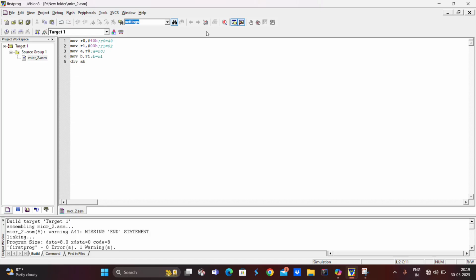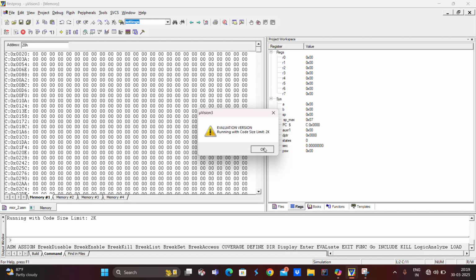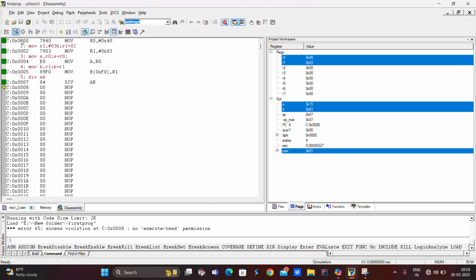So it is built, then it is debugged. Okay, then it is going to run. So the remainder is going to be 1. For 40 divided by 3 in hexa, when you divide 40 by 3 in hexa, you are going to get a quotient as 15 and remainder as 1.